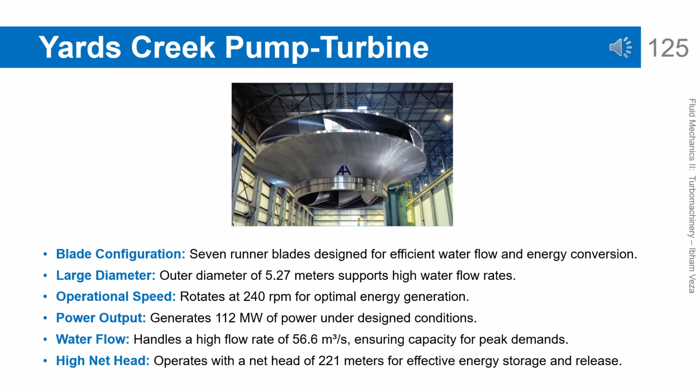Key features of Yards Creek Pump Turbine. The Yards Creek Pump Turbine has 7 runner blades designed for efficient energy conversion. Its outer diameter of more than 5 meters allows a very large flow rate. The rotational speed of 240 RPM is selected to match the required head and power conditions. The power output reaches over 100 megawatts, showing its utility-scale application. The high net head ensures effective energy storage and release.